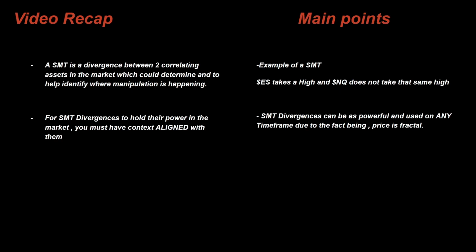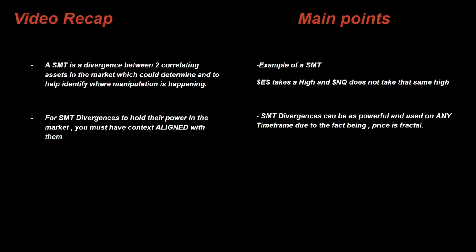Moving on to the next one, our video recap. So just going over some main points before I end the video, just real quick. If you guys have notes or anything, an SMT is a divergence between two correlating assets in the market which could help identify where manipulation is happening, right? Two correlating assets: gold and silver are correlating, Bitcoin and Ethereum are correlating, Nasdaq and the S&P 500 are correlating, right? All it takes is one simple Google search, and you can find out whatever market you trade. There is a correlating asset for it if it has liquidity.